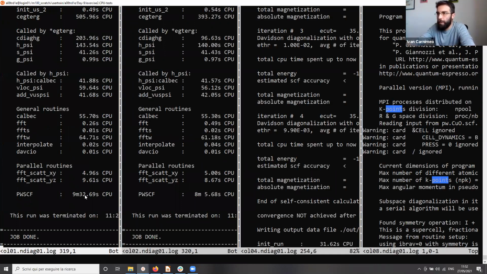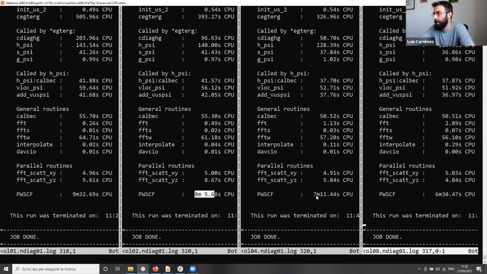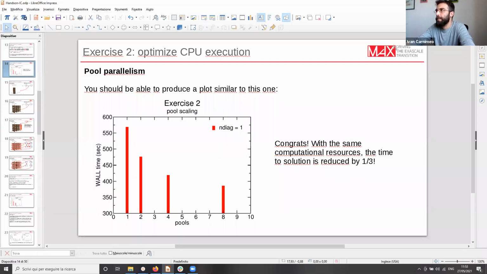the computational times. 1 pool 9 minutes 32, 2 pools 8 minutes 5, 4 pools 7 minutes, and 8 pools 6 minutes. So we are seeing more or less this plot. I think it's better to go faster, because I see that some of you have done the exercise. So for those, I think we can go faster now, because I want to speak about GPUs.